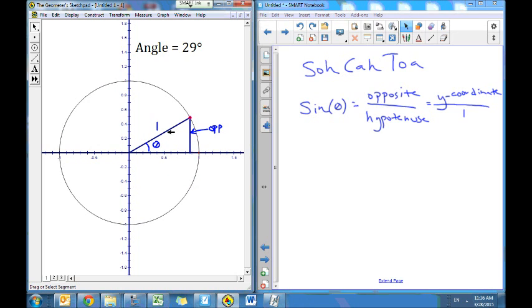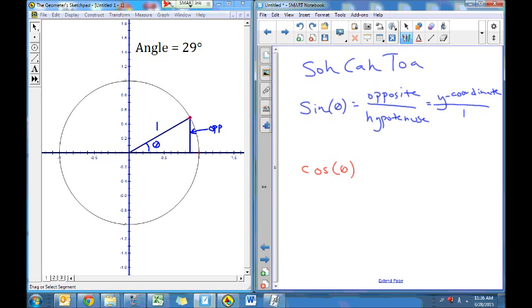Similarly, the cosine of theta, that angle, is the adjacent over the hypotenuse. Now the adjacent is going to be down here, which happens to be the x-coordinate over 1, which is just the x-coordinate.